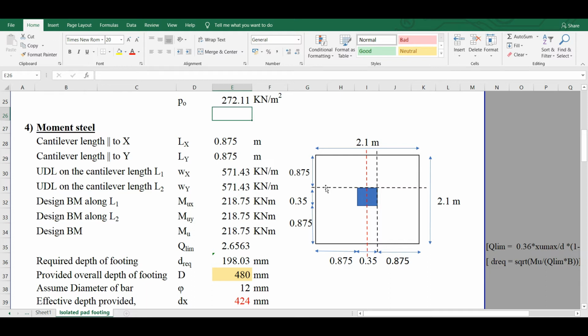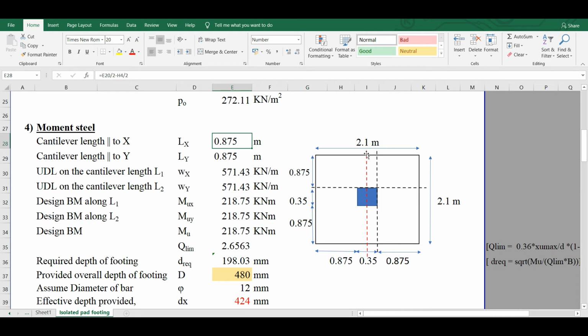And similarly in the y direction also, the UDL over this cantilever portion multiplied by the length square of this cantilever portion divided by 2. So W Ly square by 2. So the length of the cantilever in the x direction is equal to half of 2.1 meter.